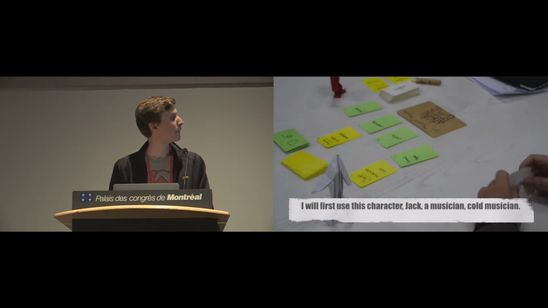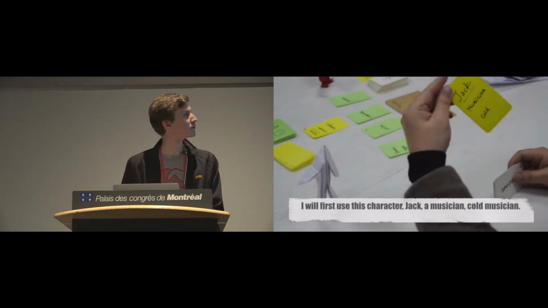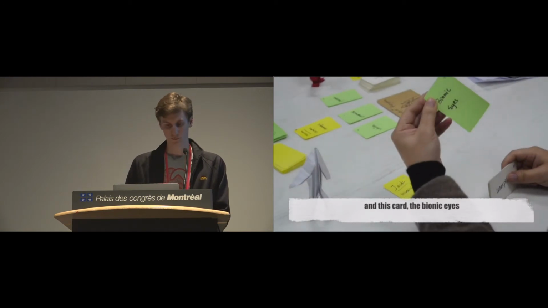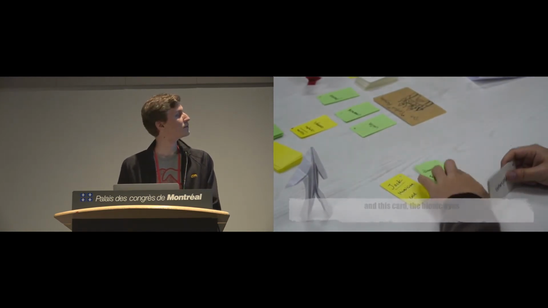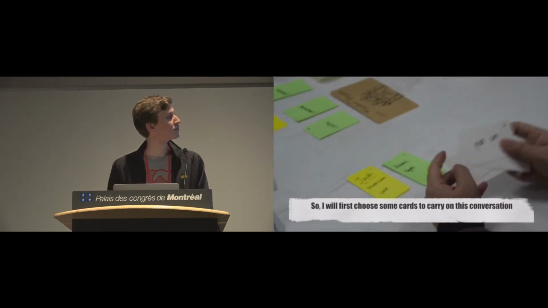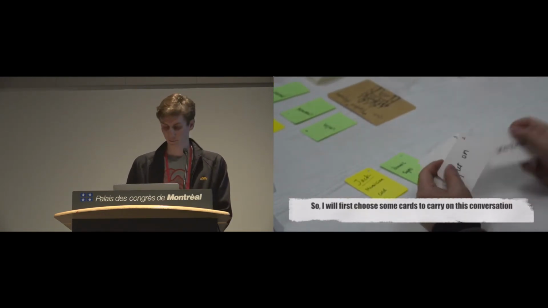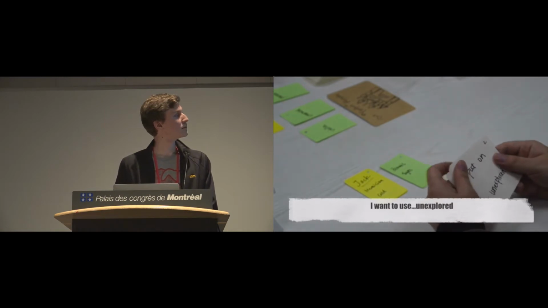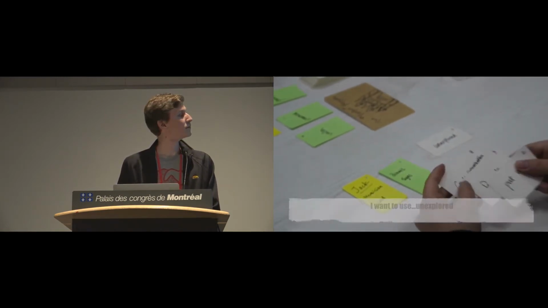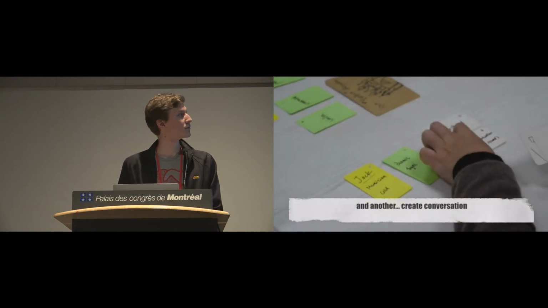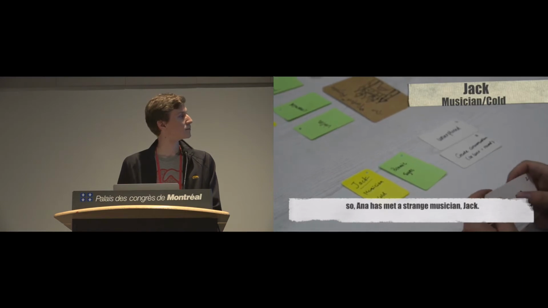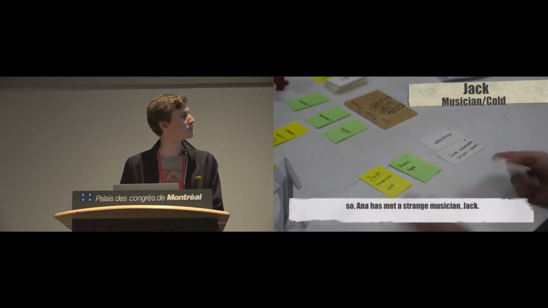I will first use this character Jack, the musician, and this card, the bionic eyes. So I will first choose some cards to carry out this conversation. I want to use this onyx rod, and another, create foundation. So Anna has met a strange musician, Jack.